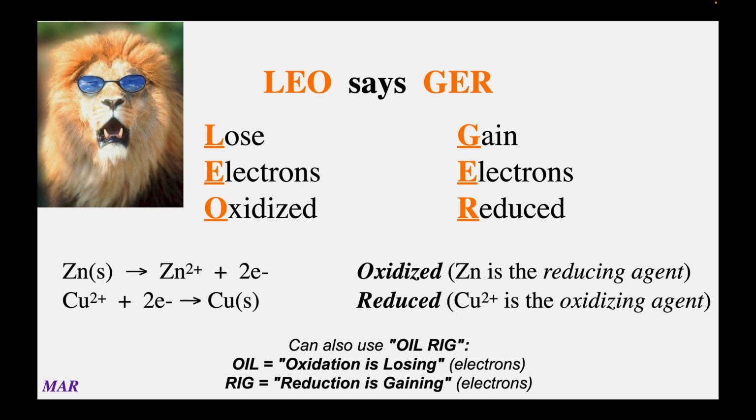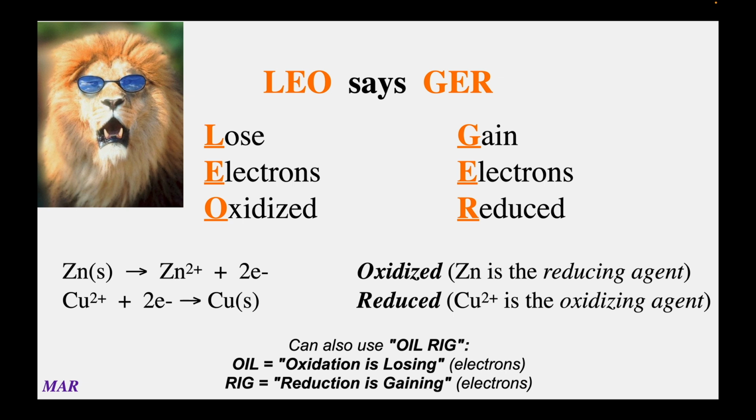Leo the lion says grr, and Leo says grr is an acronym that will help you. Leo stands for lose electrons oxidized. Grr stands for gain electrons reduced. So something that is oxidized has lost electrons. And you can see there that the zinc is losing 2 electrons to become zinc 2 plus. So notice that losing electrons means that electrons will be products.